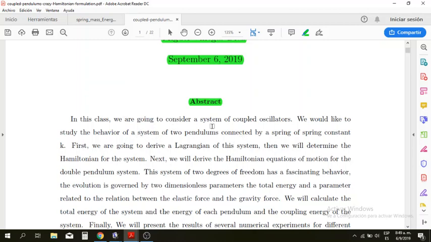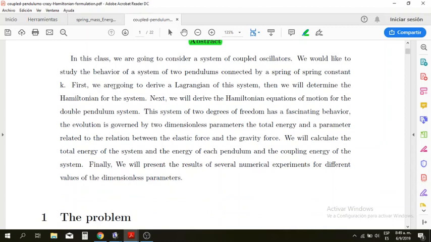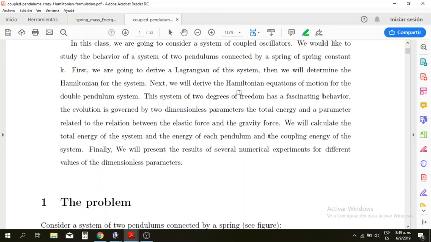Basically, we are going to consider, as I told you, a coupled oscillator. We are going to derive the Lagrangian of the system, then write down the Hamiltonian. Next, the Hamiltonian equations of motion for this double pendulum, and I would like to show you several numerical results which show how the energy changes between the pendulums.